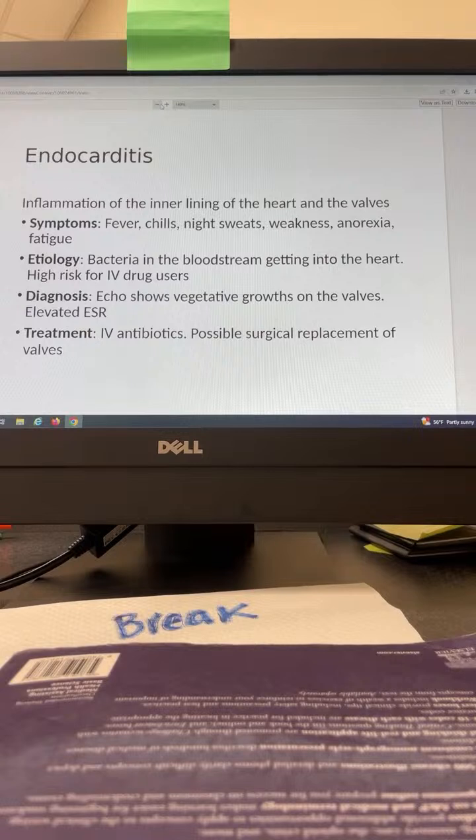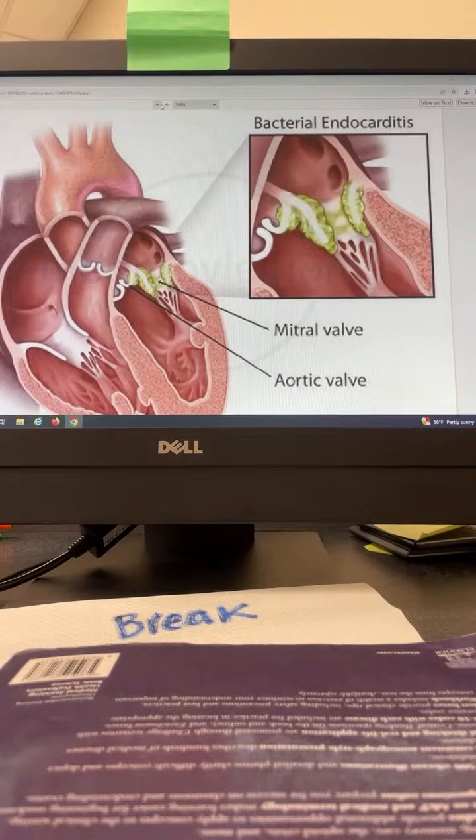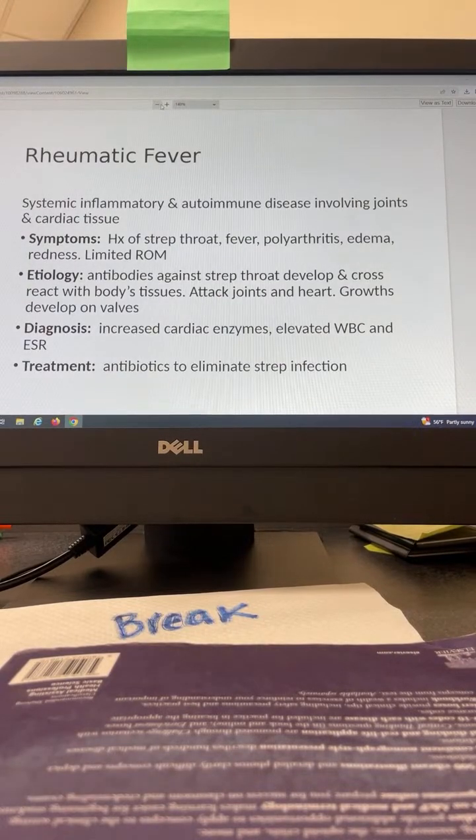If the valves have been damaged by the bacteria, you might need a possible surgical replacement. They can actually make synthetic heart valves, which is pretty cool. They can remove the old ones and put in new ones. All right. Any questions about the difference between the three itises, myo, peri, and endocarditis?